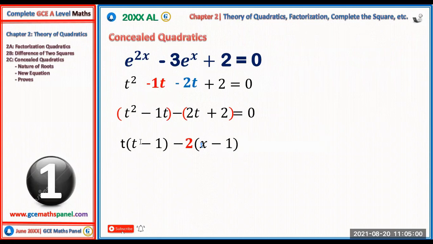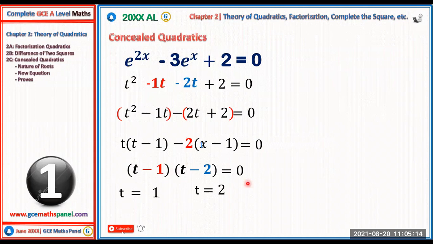So since these two brackets are now the same, we can bring them together. We copy out one of the brackets. Then we have t minus 1 into t minus 2, and what is left outside, this is equal to 0. And when we solve for t here, we have t equals 1 or t equals 2. But we equally know that we were not actually solving for this t. We had said that let t be equal to e to the power x, right? So e to the power x is equal to 1, or e to the power x is equal to 2.